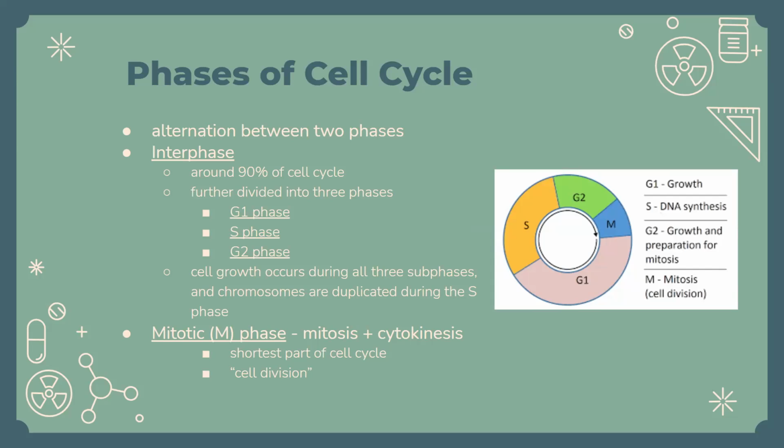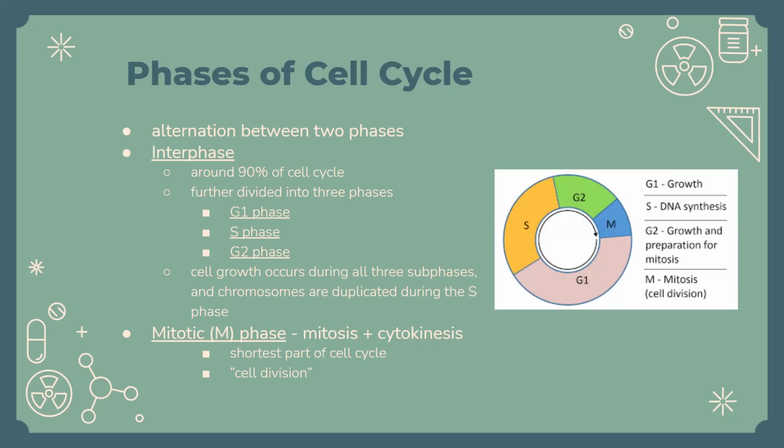Okay, so these are the phases of the cell cycle, and there's mainly an alternation between two separate phases. The first phase is interphase, which covers around 90% of the cell cycle. And it's basically where all the cell growth happens, and DNA replication happens.